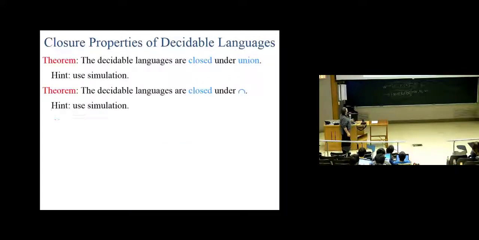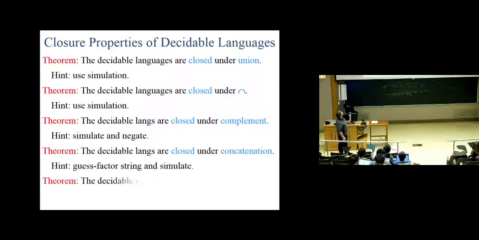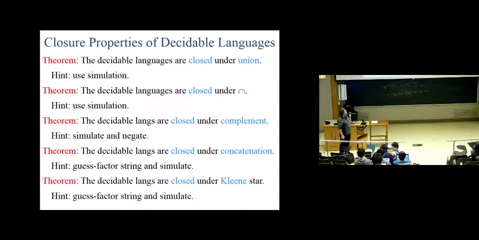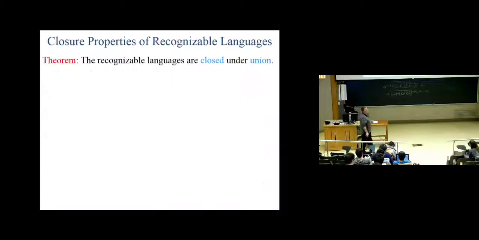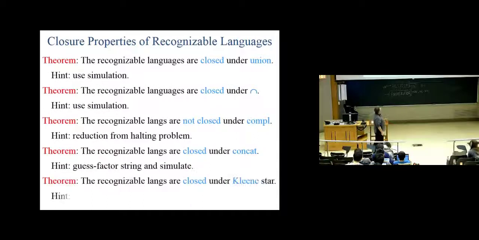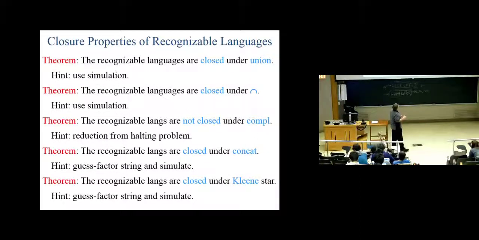Okay? And next time, we'll start proving all sorts of closure properties of decidable and recognizable languages. We'll prove that the decidable languages are closed under union, intersection, complementation, concatenation, and other things. And on the other hand, the recognizable languages are not closed under certain operations, like complementation. Okay? And we'll pick that up next time.